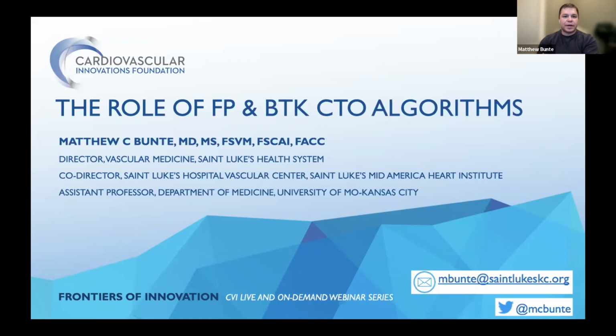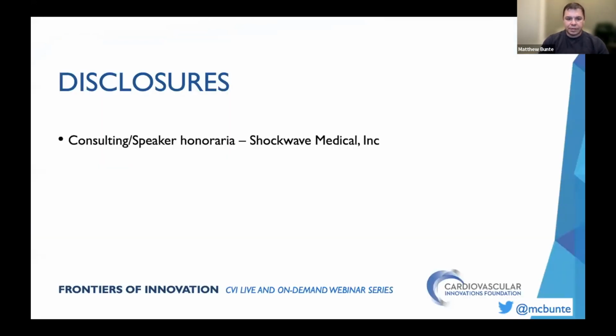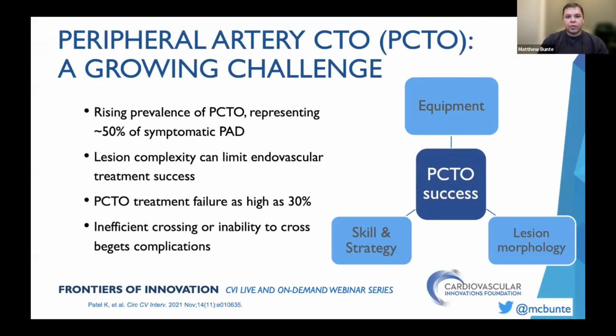I'm going to talk about FemPop and below the knee, so all the infrainguinal CTO, and this will be more of a structural algorithmic discussion about these lesions. Some of my disclosures. Peripheral artery CTOs are a growing challenge and now represent about half of all CLI and claudication cases we treat. And the lesion complexity can really limit endovascular treatment success, especially when the endovascular treatments that are available are limited.